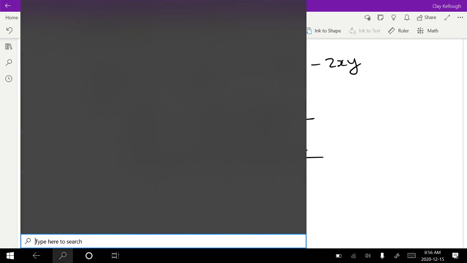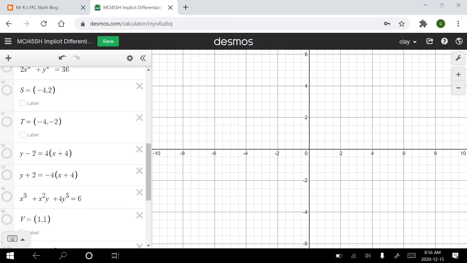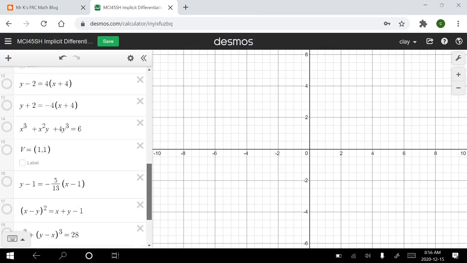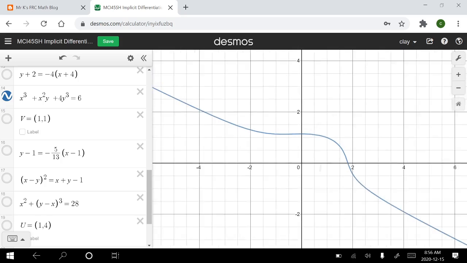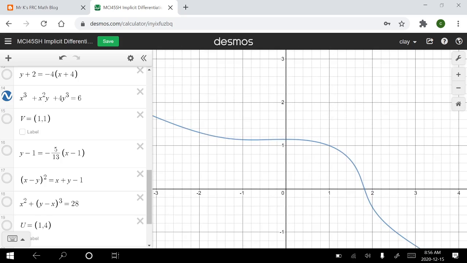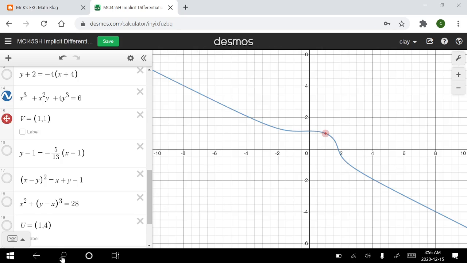Again, Desmos, let's see if you can help us out. First of all, let's graph the original thing. So the original thing was this kind of wacky looking curve here. And let's see, I was right, it's another speed bump looking thing. I notice as I look at it, hey, look at that, it looks like it goes right through (1, 1). And I could go back to the equation, and you can see if you plug in x is 1 and y is 1, you get 1 plus 1 plus 4 is 6. So yes, (1, 1) works.